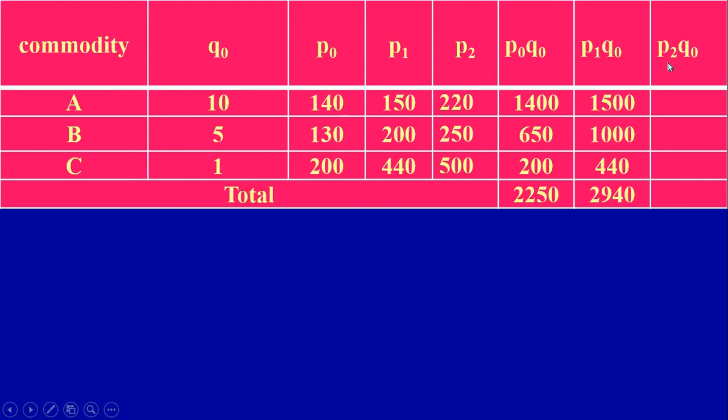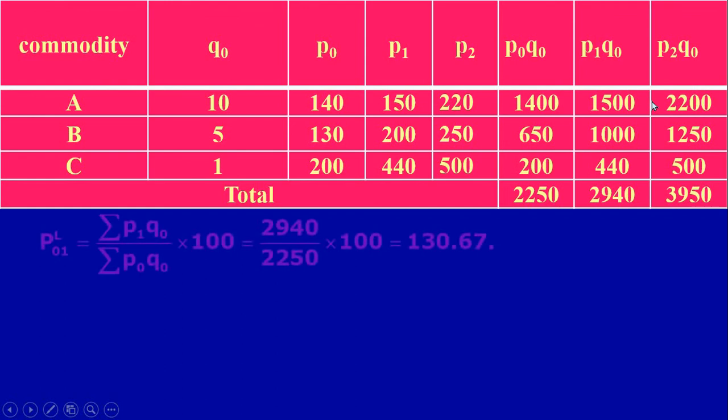So then we have to calculate P2 into Q0. Here P2 into Q0, it is 220 into 10. 220 into 10 is 2200 and 250 into 5. 250 into 5 is 1250 and 500 into 1. 500 into 1 is 500. So adding all this, we get summation of P2 Q0, and summation of P2 Q0 is 3950.